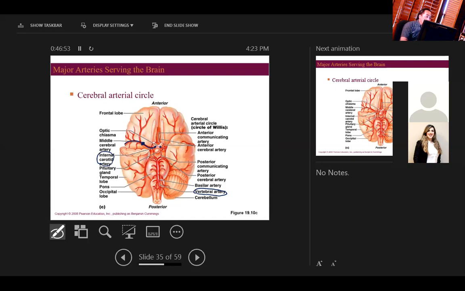But there's another branch of the internal carotid artery. That's the one that goes into the frontal lobe. Okay, it actually gives oxygenated blood to the frontal lobe. So those are the two branches of the internal carotid artery.